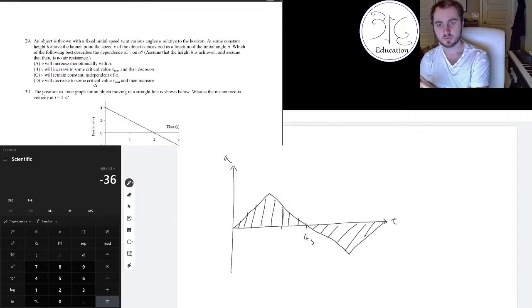Next we have an object thrown with a fixed initial speed, v0, at angles alpha relative to the horizon. At some constant height above the launch point, the speed v of the object is measured as a function of the initial angle alpha. Which of the following best describes the dependence of v on alpha? So that's going to be speed. So it actually is not going to affect us. No, it's okay. No, it's not, because we'll have some constant height.